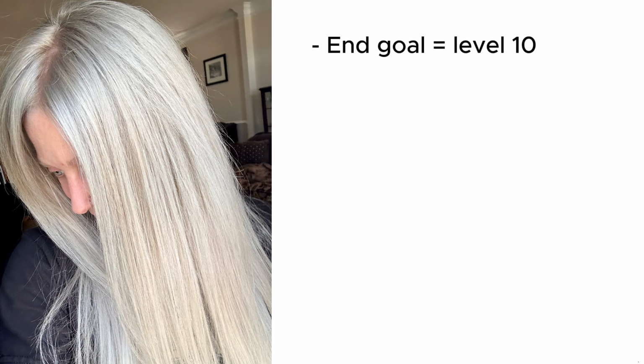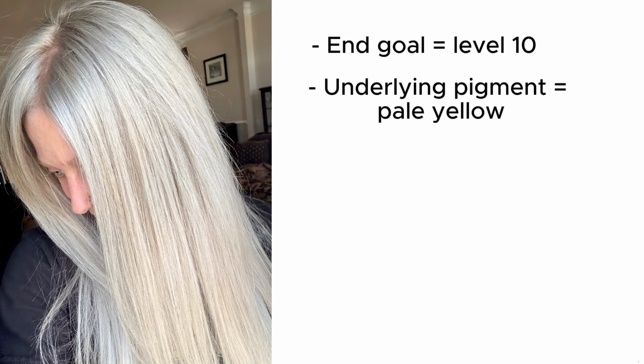Okay, so let's take a look at my example. My end goal is a level 10. The underlying pigment of a level 10 is pale yellow. So the neutralizing tone we would need to use to cancel out that yellow would be violet. However, my end goal is ash. So if I only used violet, my color would be neutral, not ash. So ideally, we're going to want to mix something with a violet as well as an ash.